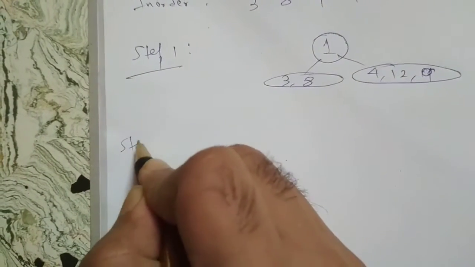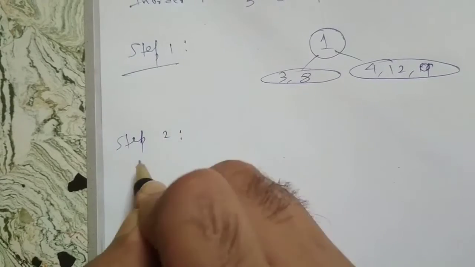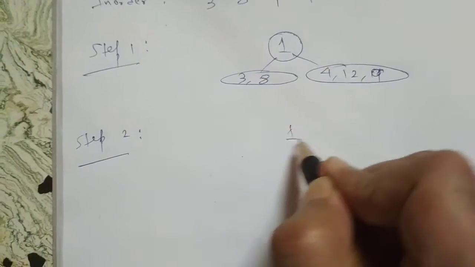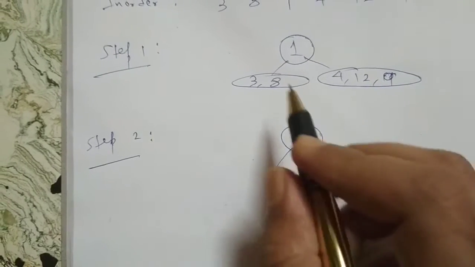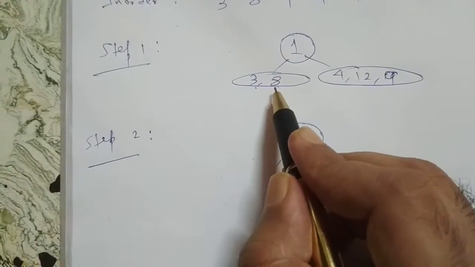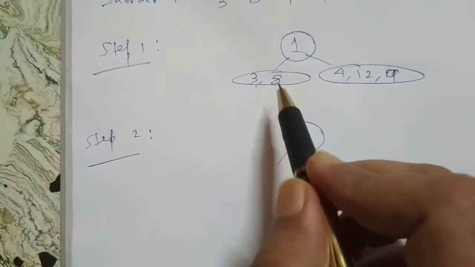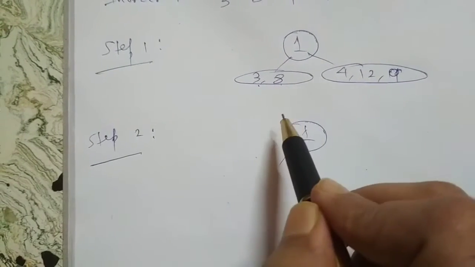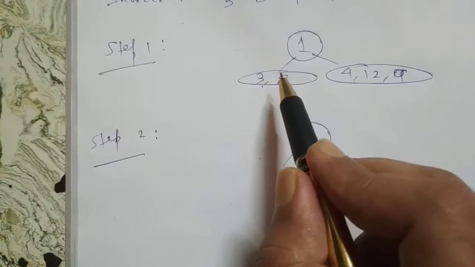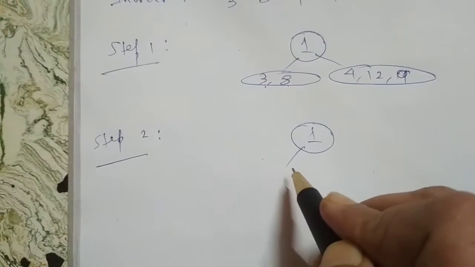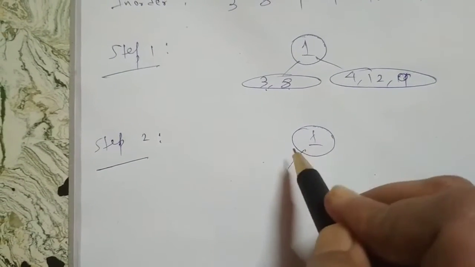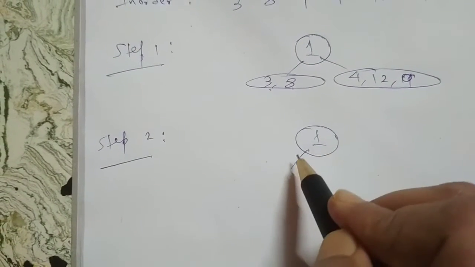So let's expand each subtree one by one. I'll start with the left subtree. You can start with the right one as well. Here I can see that there are two elements, 3 and 8. Now the question is, on which of these two elements should I split this subtree? That means out of these two, which will be the root of the left subtree, right? That means which will be the left child of 1. So out of 3 and 8, which will be the left child of 1?